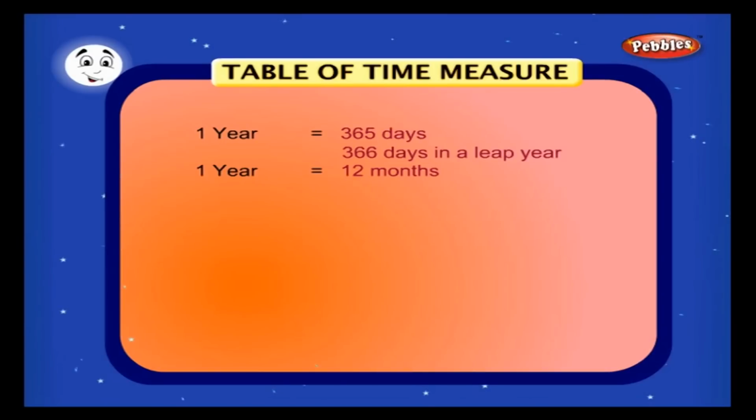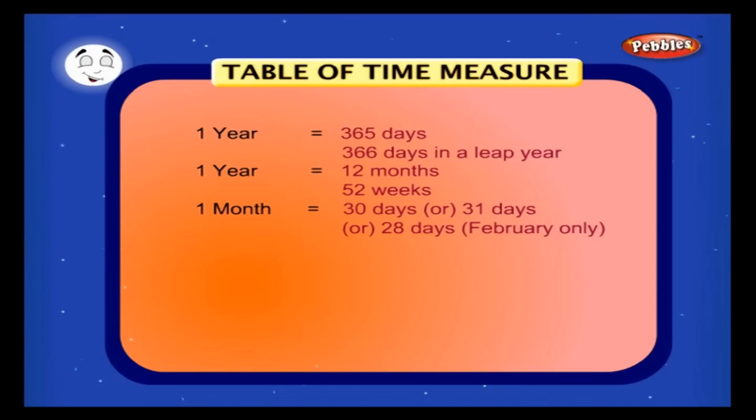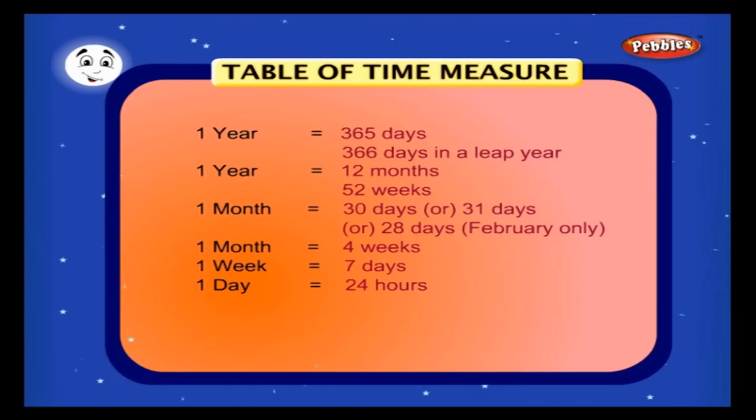In 1 year we have 12 months and 52 weeks. In 1 month we have 30 days in some months, 31 days in some months and 28 days for February. In 1 month we have 4 weeks. In 1 week we have 7 days. In 1 day we have 24 hours. In 1 hour we have 60 minutes. In 1 minute we have 60 seconds.